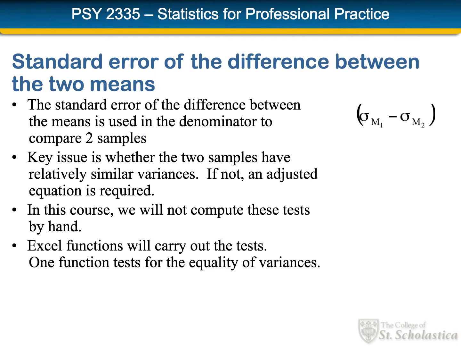In our two-sample test, we have a different form of the standard error. Rather than being related just to the standard deviation in the sample, now we have two samples to deal with. And in both Module 20 and 21, there were some equations that came up. We're dealing with some form of the standard error being based on the variance inside each of the two samples. One of the key issues is whether the samples have relatively similar variances. If not, an adjusted equation is going to be needed.